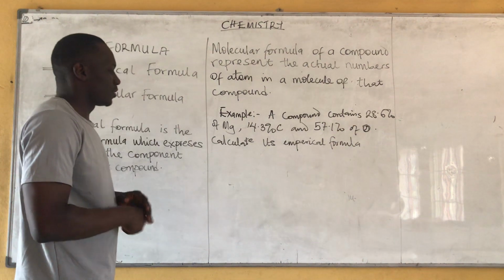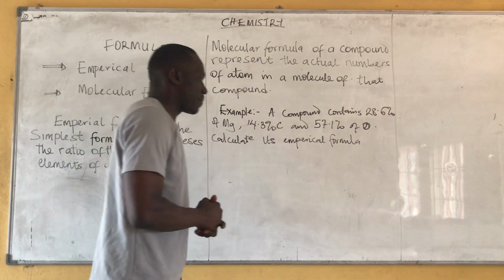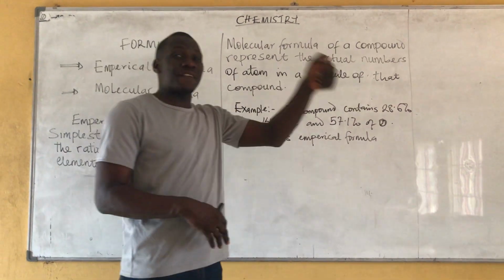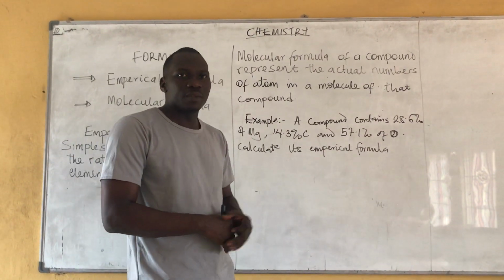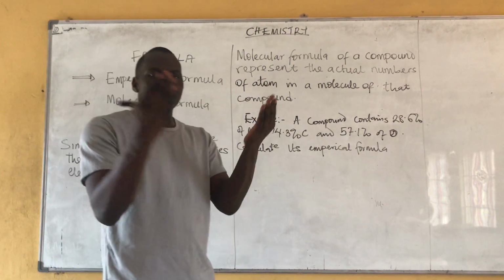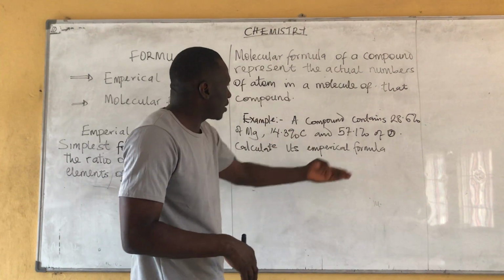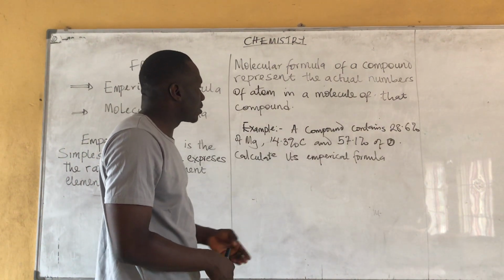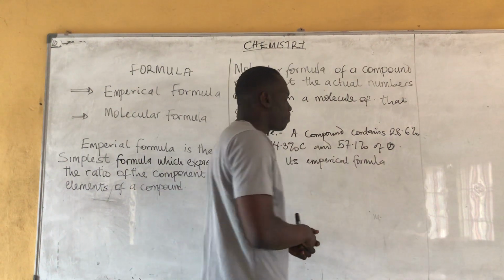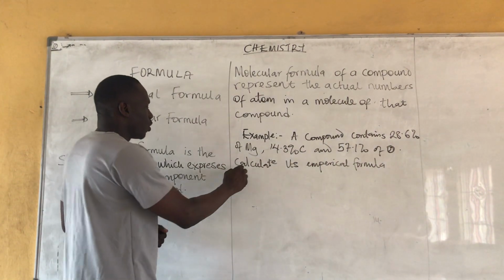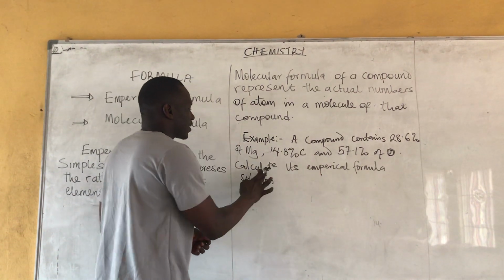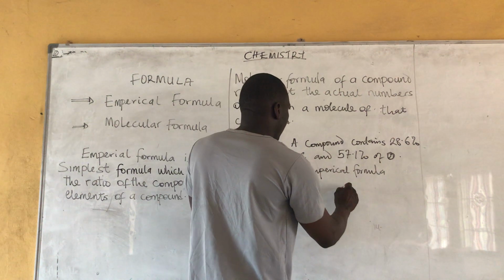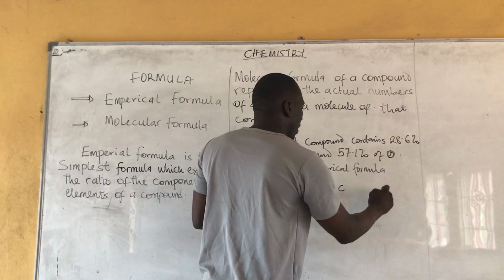Now, we have three steps that we should know when we are calculating empirical formula. Number one thing you should not mix up: when you are answering a question on empirical formula, the way the examiner gives you the elements is how you are going to arrange them. Don't interchange the elements involved. You can see 28.6% of magnesium, 14.3% of carbon, 57.1% of oxygen. Please don't rearrange. So let's represent them. We have the element magnesium, the element carbon, and the element oxygen.